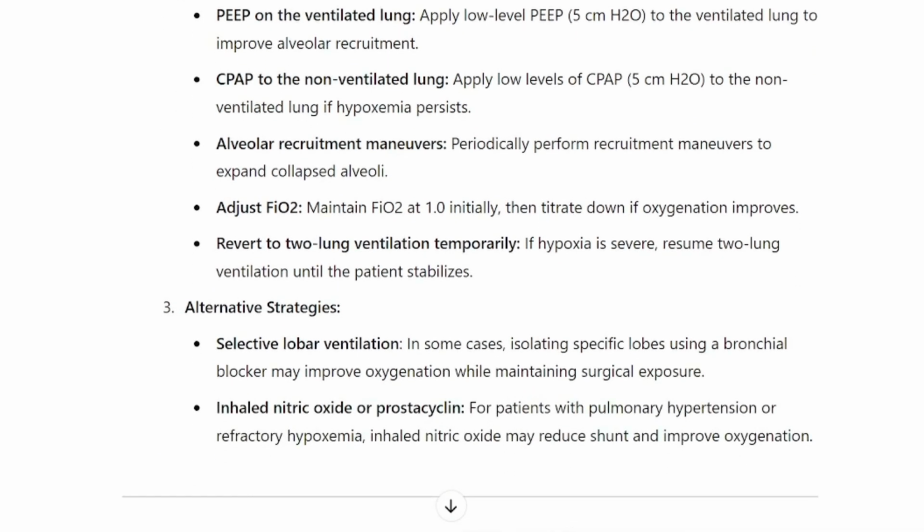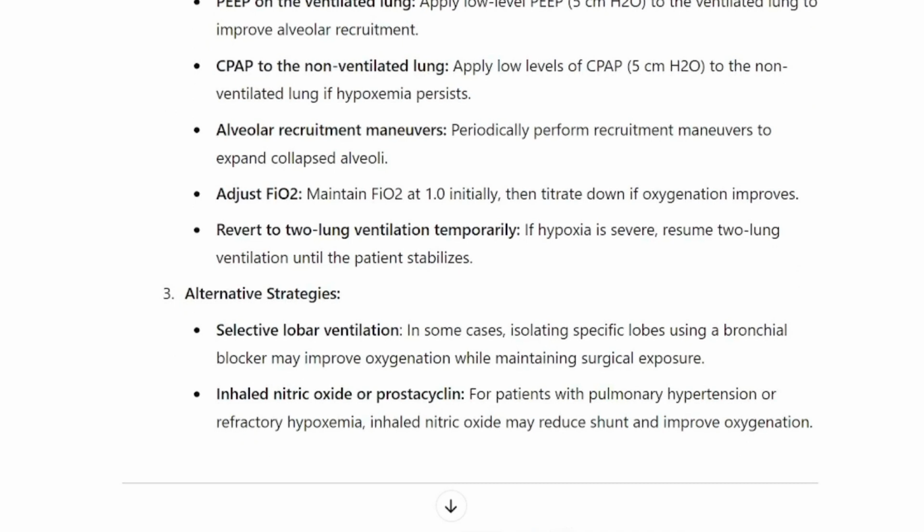3. Alternative strategies. Selective lobar ventilation. In some cases, isolating specific lobes using a bronchial blocker may improve oxygenation while maintaining surgical exposure. Inhaled nitric oxide or prostacyclin. For patients with pulmonary hypertension or refractory hypoxemia, inhaled nitric oxide may reduce shunt and improve oxygenation.